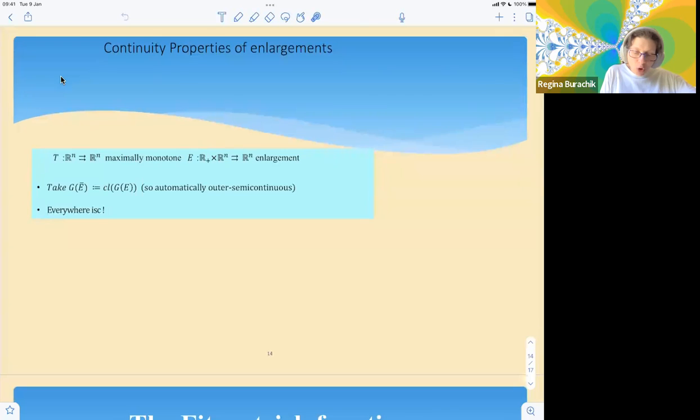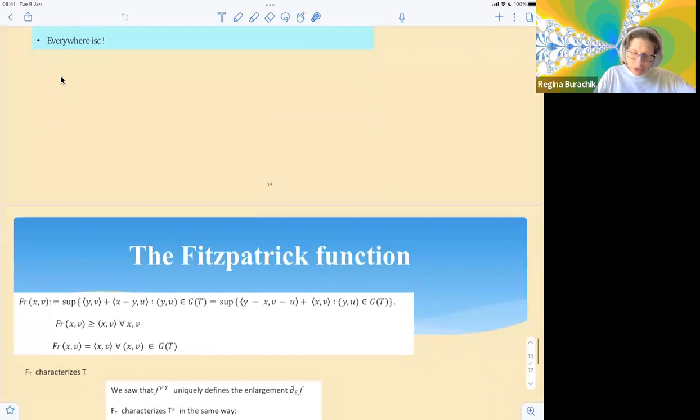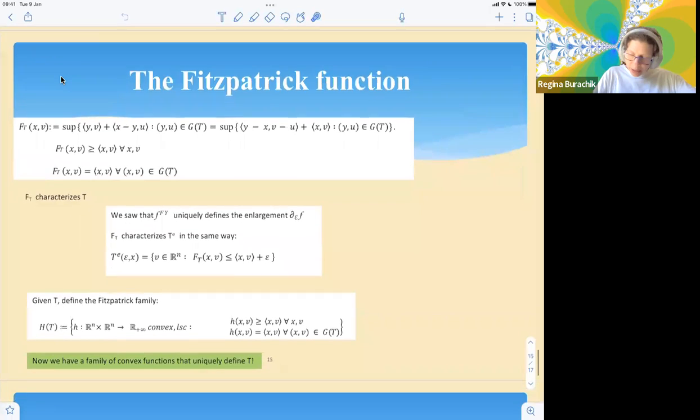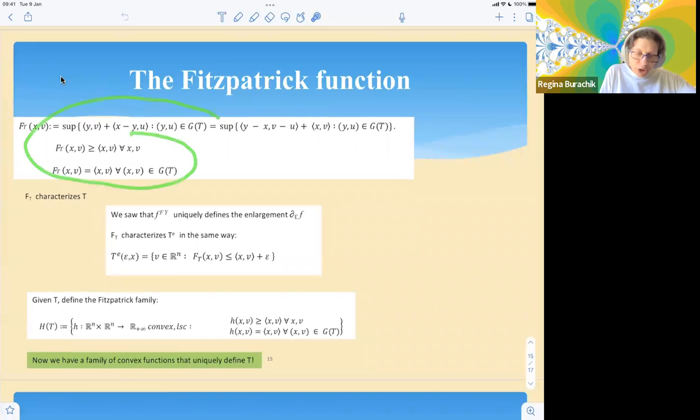And now, continuity properties. Every enlargement is automatically outer semi-continuous because we just take the closure, and they are everywhere inner semi-continuous. So we have that property, and I just wanted to show you again the Fitzpatrick function and the Fenchel-Young system, and this function characterizes the enlargement TE that we saw before.